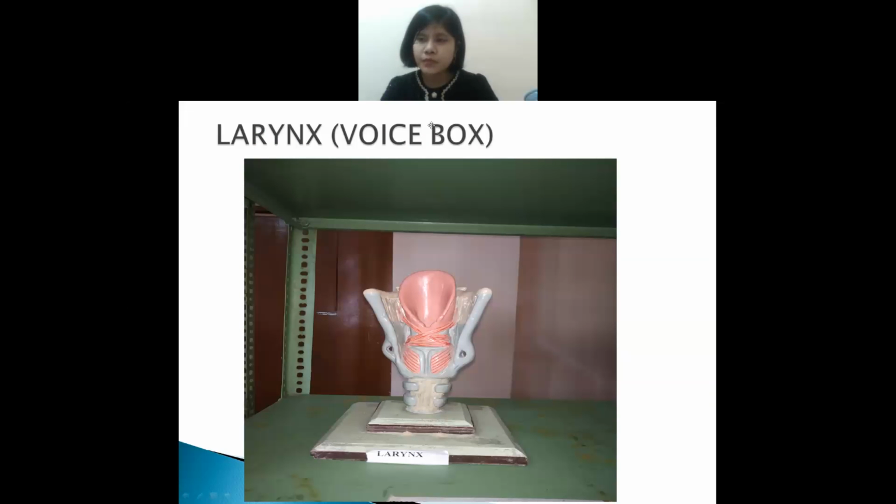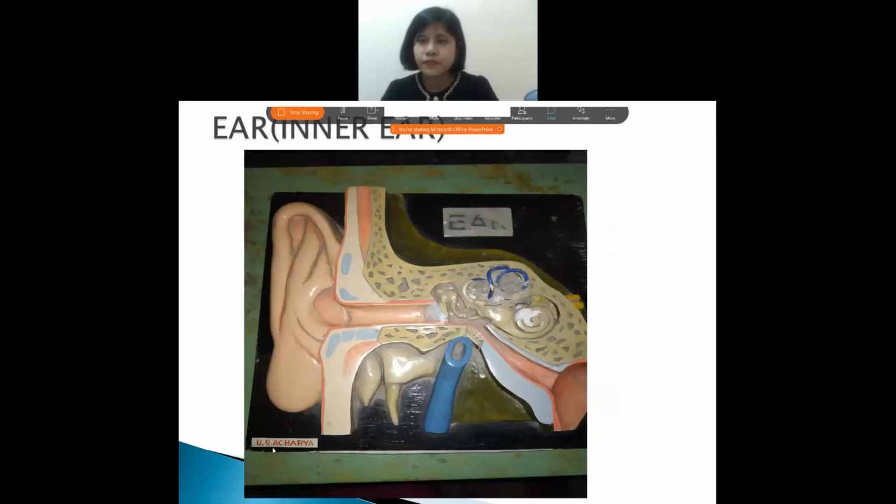The larynx is also known as the voice box. The larynx is responsible for the respiratory system. Understand? During the respiratory system, we find the larynx. It's also known as the voice box.